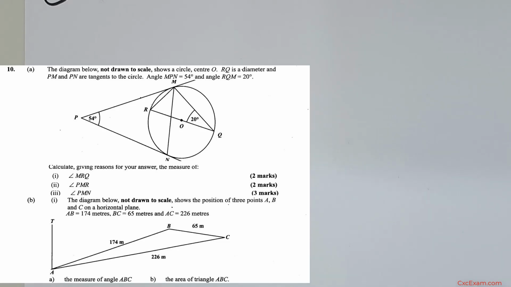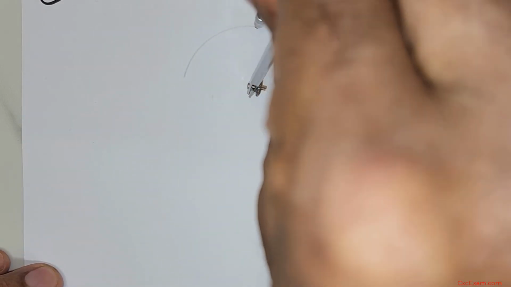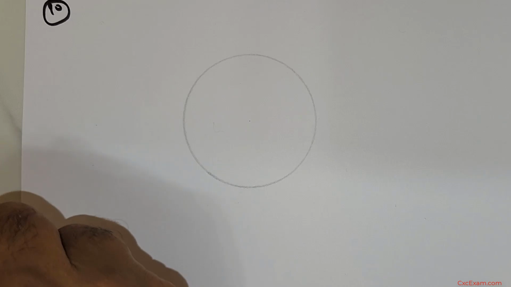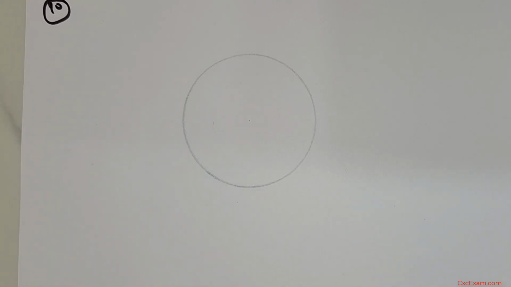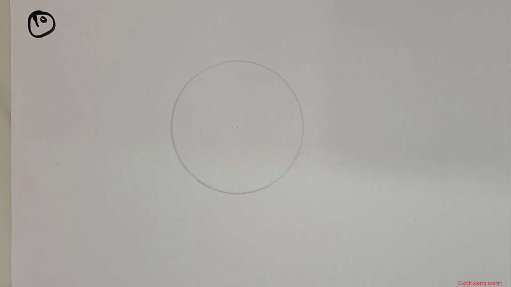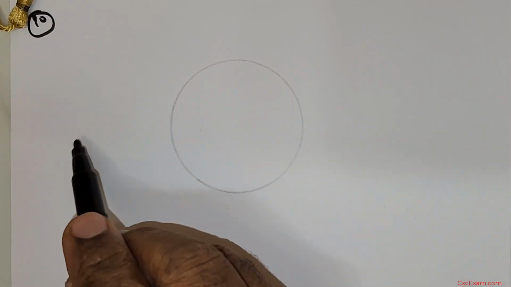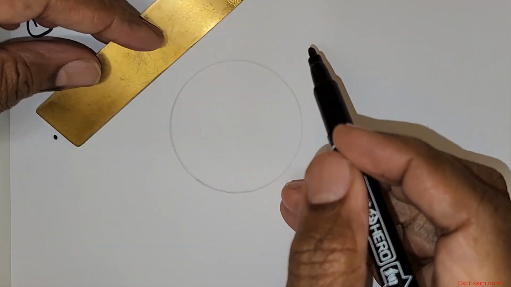Students, this is question number 10. You have to draw a circle. Okay, fine. So we got the circle there. Now, what we have to do is we need to complete the figure. So we got a tangent to the circle.